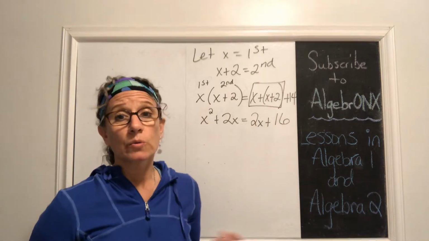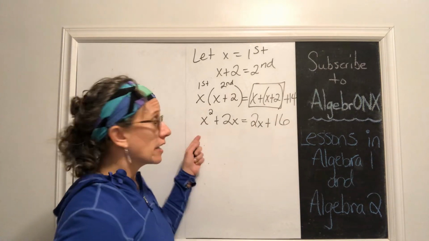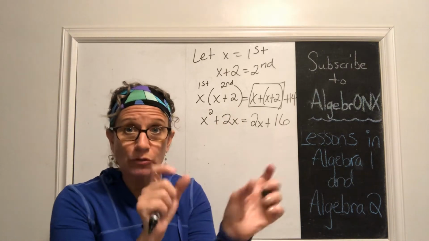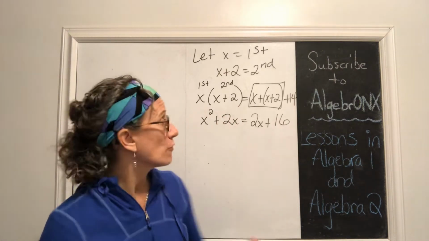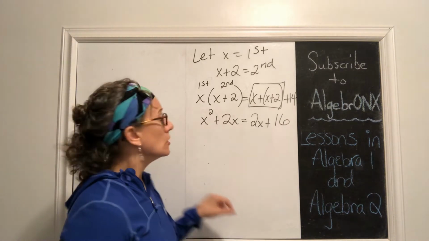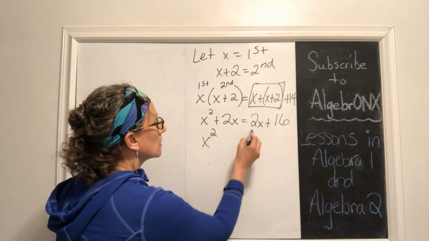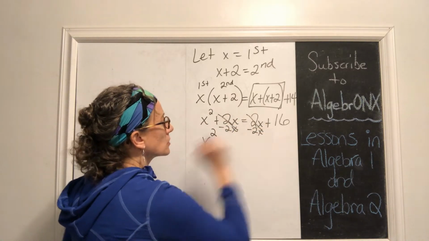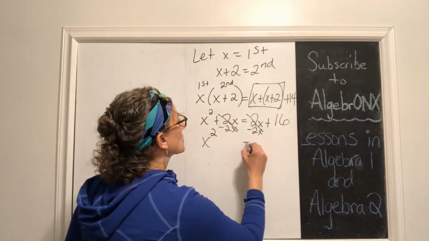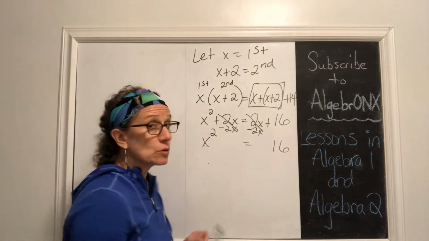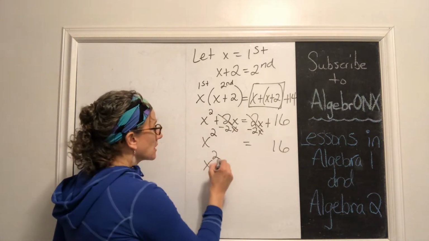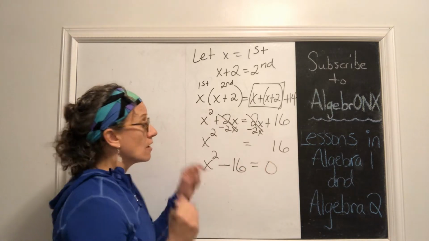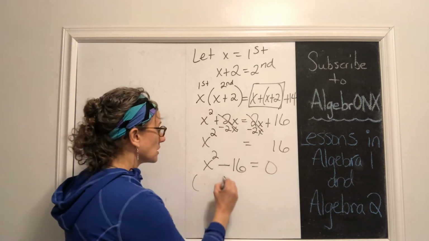Okay, now we have a rule. If it's a quadratic, make it equal 0. Factor it and solve. So x squared, subtract the 2x from both sides, is going to eliminate the 2x term on both sides. And it's not equal 0 yet. Make it equal 0 by subtracting 16 from both sides. Factor it, 2 sets of parentheses.